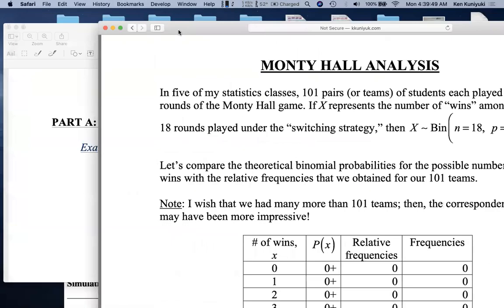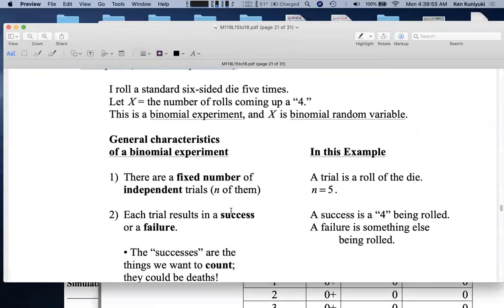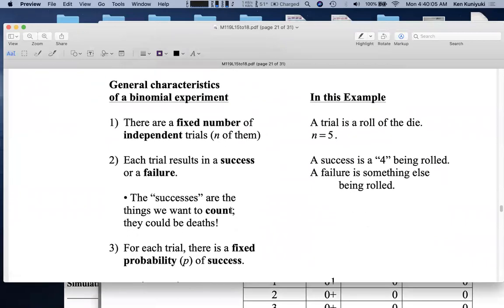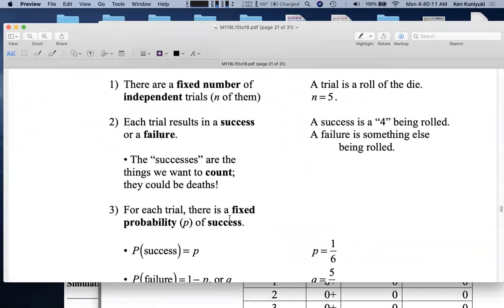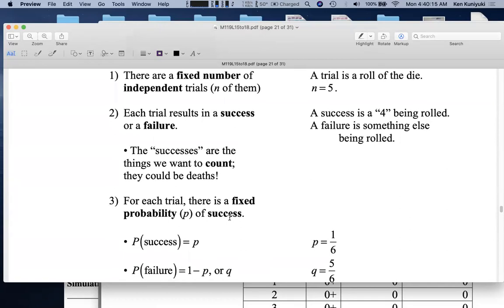Now, this is a binomial distribution because we have a fixed number of independent trials, n equals 18, and what happens in one round does not impact another round. Each trial results in a success or a failure. A success means, of course, you win the car. A failure means you win the goat. And the success probability is fixed. It's 2/3, and it does not change from trial to trial, from round to round.